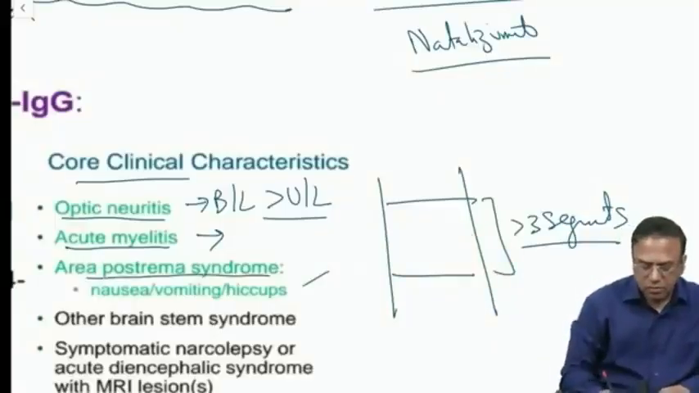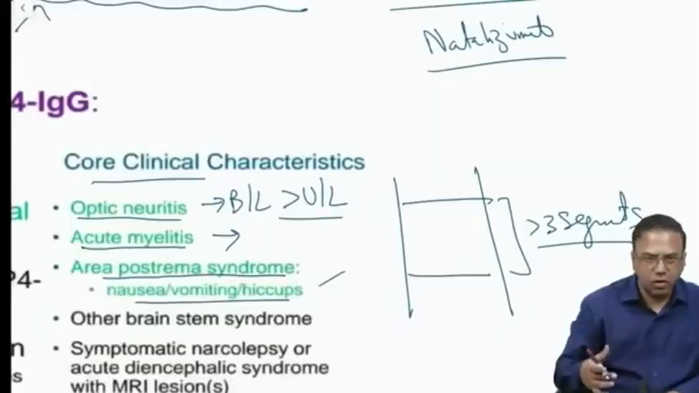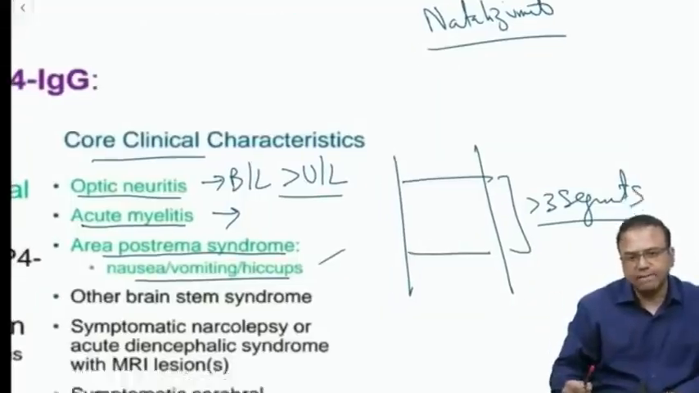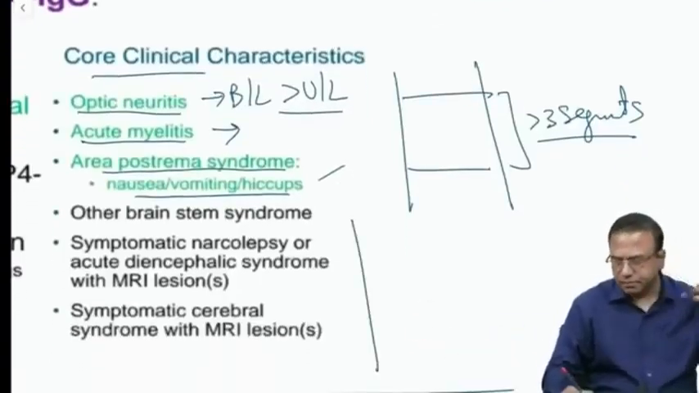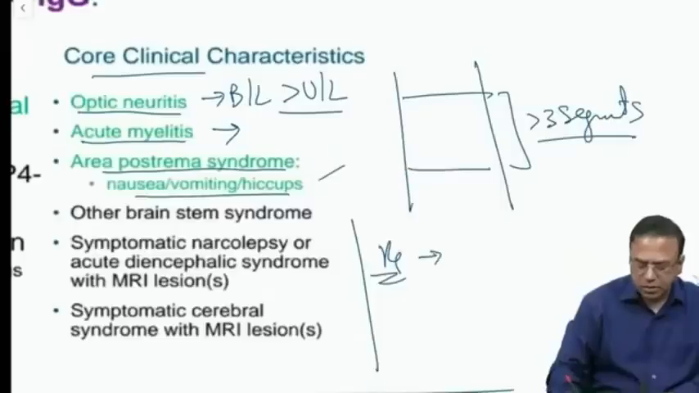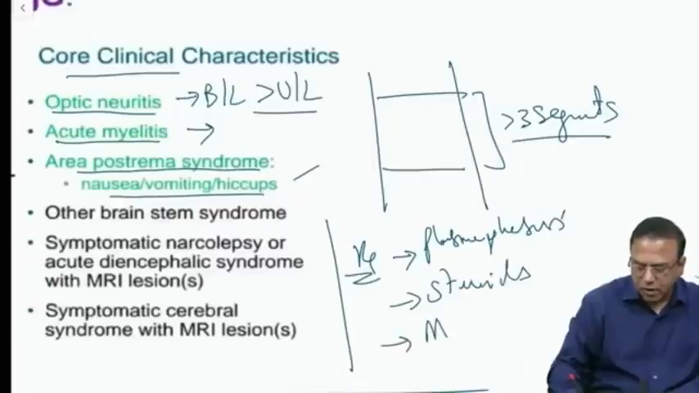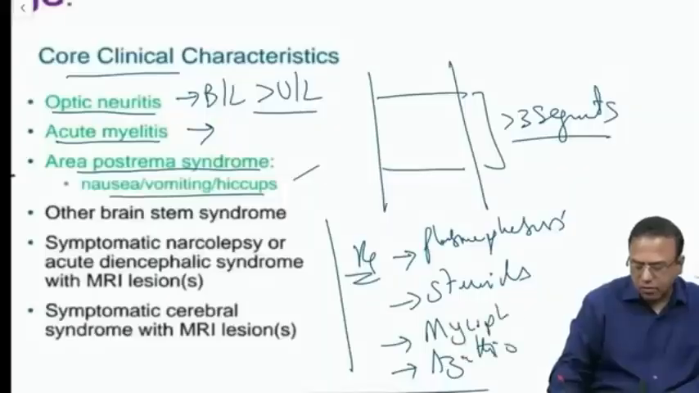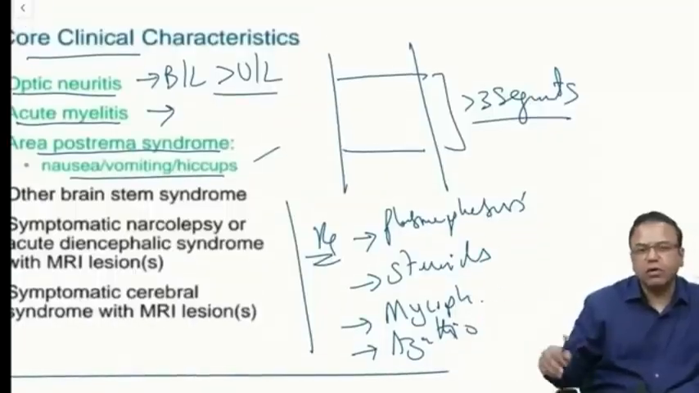Because area postrema is involved, these patients will come with severe hiccups. Hiccups, vomiting, intractable, you can't control it at all. That's a feature of neuromyelitis optica. They can have other brainstem syndromes and all that. And in this patient, the treatment is plasmapheresis. You can use steroids, you can use mycophenolate, and you can use azathioprine. Steroids, mycophenolate, azathioprine, plasmapheresis. That's the main treatment for neuromyelitis optica.